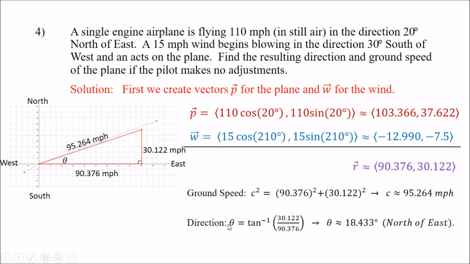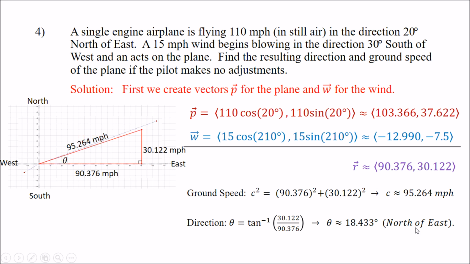Which brings me to the direction, where initially he was aiming 20 degrees north of east. Now he will be going 18.433 degrees north of east. How I found that is I named this angle here theta, and tangent is opposite over adjacent. So it's the vertical component over the horizontal component. And since tan theta equals roughly 30 over 90, I took the inverse tangent of 30 over 90 and got angle theta to be about 18.433 degrees.